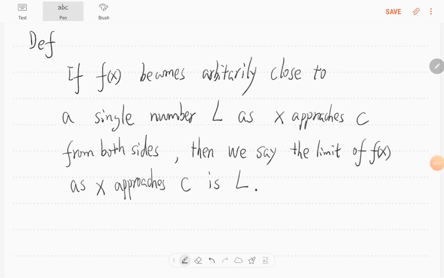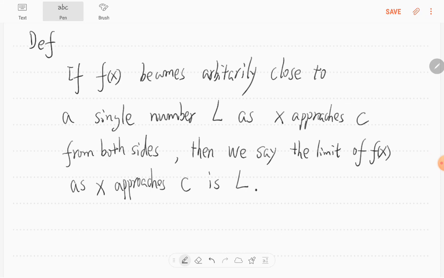So now, from the previous example, we have a basic idea of what the limit is, which is about the tendency, not the f values. Right. So this is the definition of the limit. If f of x becomes arbitrarily close to a single number L as x approaches c from both sides of c, then we say that the limit of f of x as x approaches c is L.